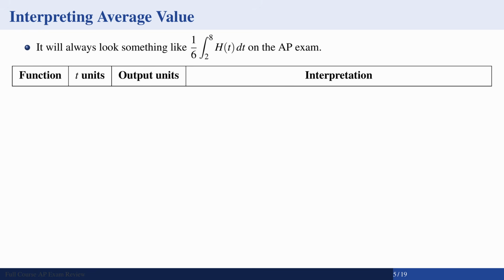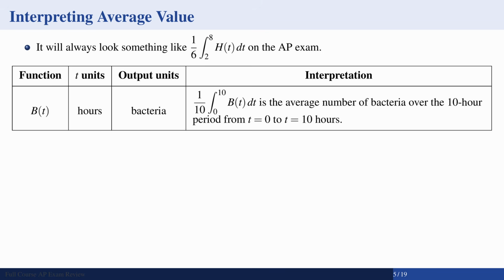I just put together this table here. We have a function, we have the units for the input, we have the output units, and then the interpretation that you're going to use. So I'll read one of them, and then you can just screenshot this and look at it.